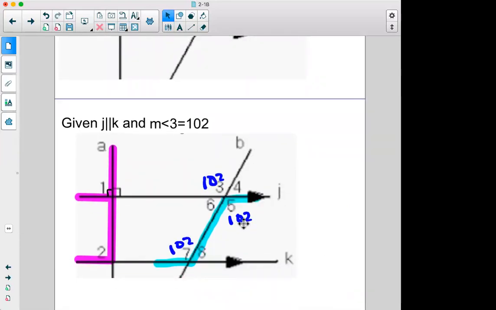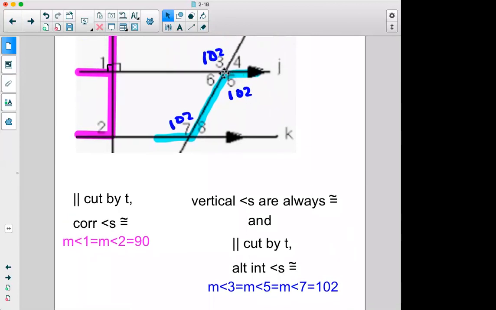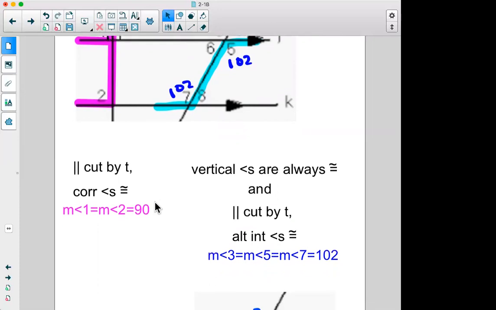Vertical angles are congruent. Parallel lines cut by transversal alternate interior angles are congruent. Linear pairs are supplementary. Vertical angles are congruent. Linear pairs are supplementary. And J is parallel to K. Corresponding angles are congruent.